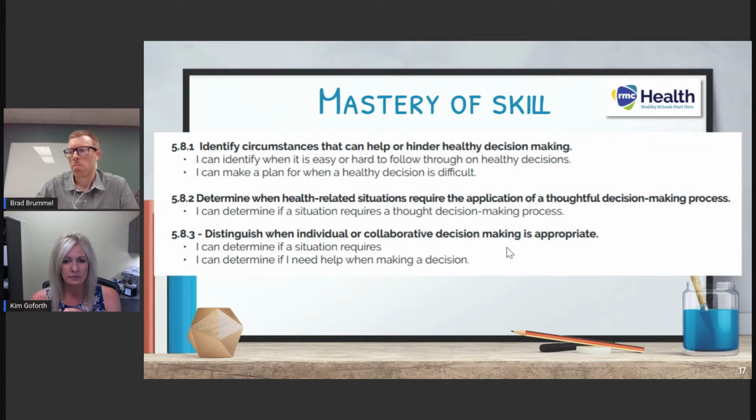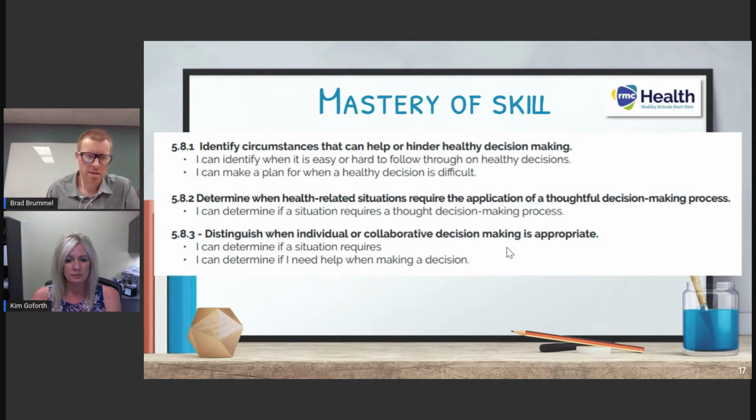So our performance indicator reads, identify circumstances that can help or hinder healthy decision making. But in a student-friendly mastery statement, we're saying that I can identify when it is easy or hard to follow through on healthy decisions, and I can make a plan for when a healthy decision is difficult.